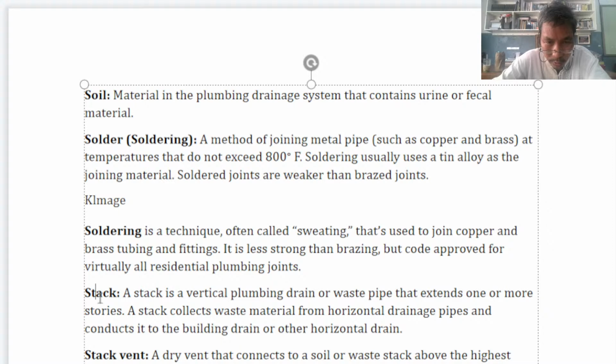Okay. So stack, what do you mean by stack? A stack is the vertical. Take note, vertical. So if the pipe is vertical and it is a plumbing drain or waste pipe that extends one or more stories, a stack collects waste material from a horizontal drainage pipe and conducts it to the building drain or other horizontal drain. So what do you mean by horizontal drainage pipe? This is what we call branch. So stack is vertical. Branch is horizontal. So let us continue.